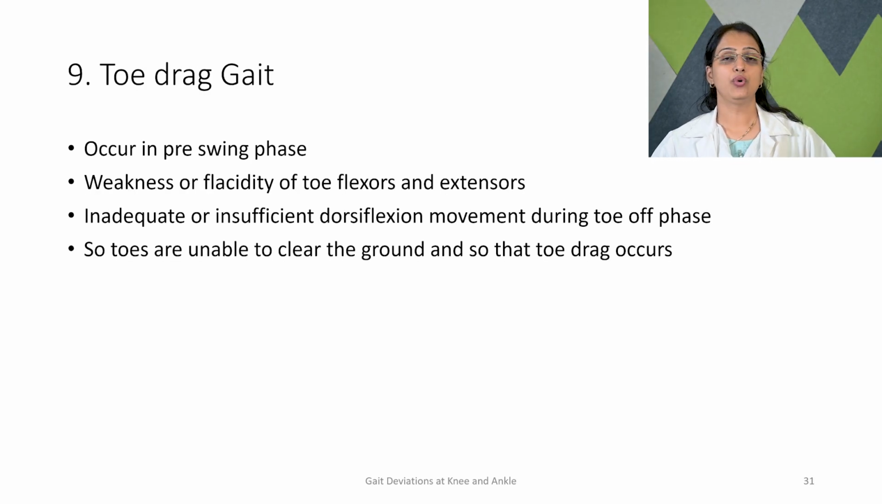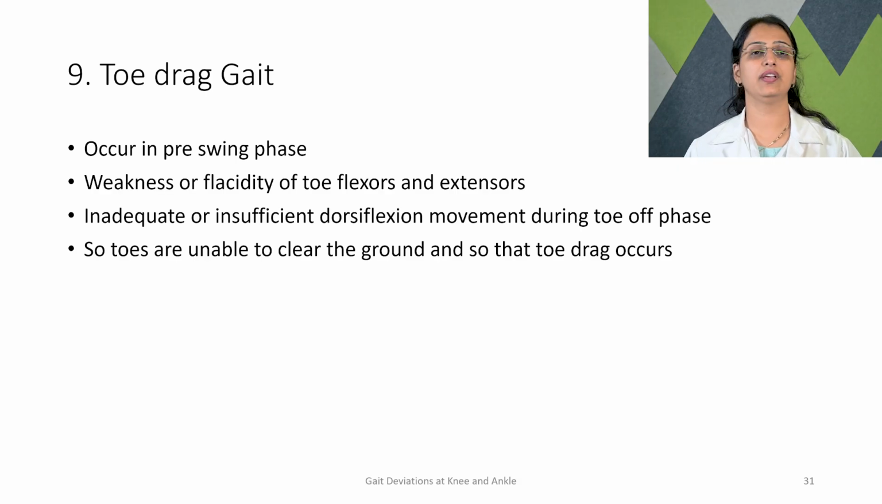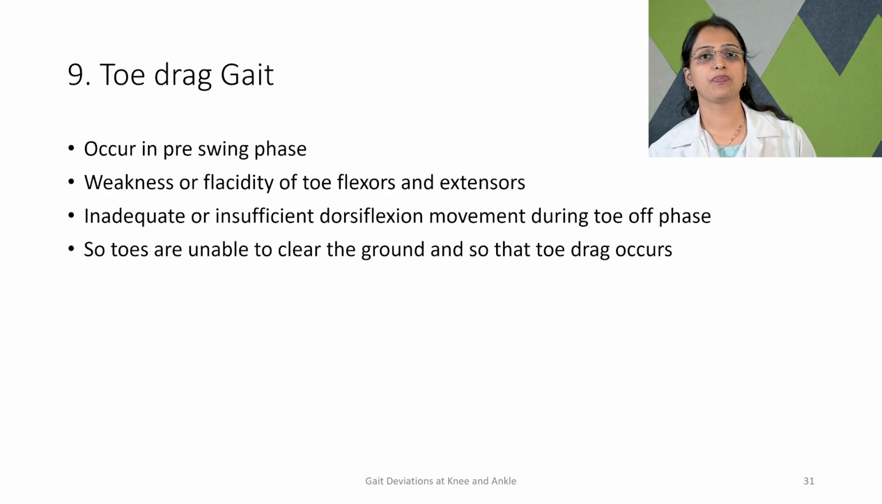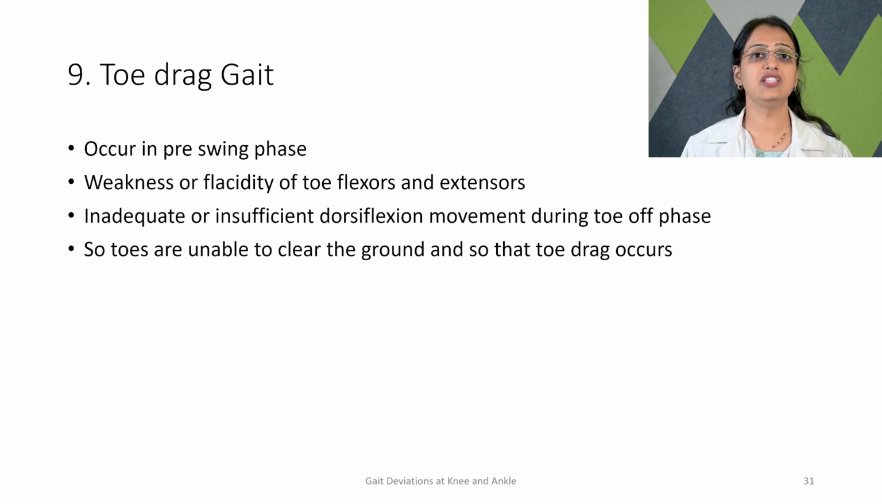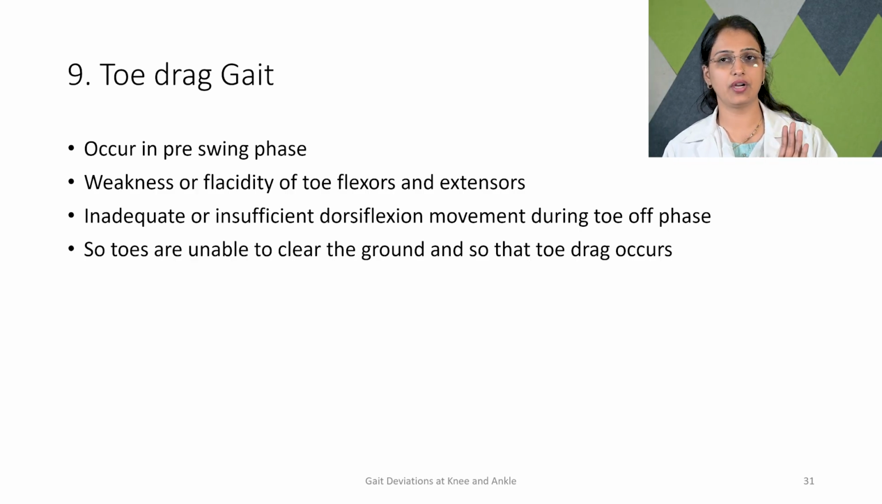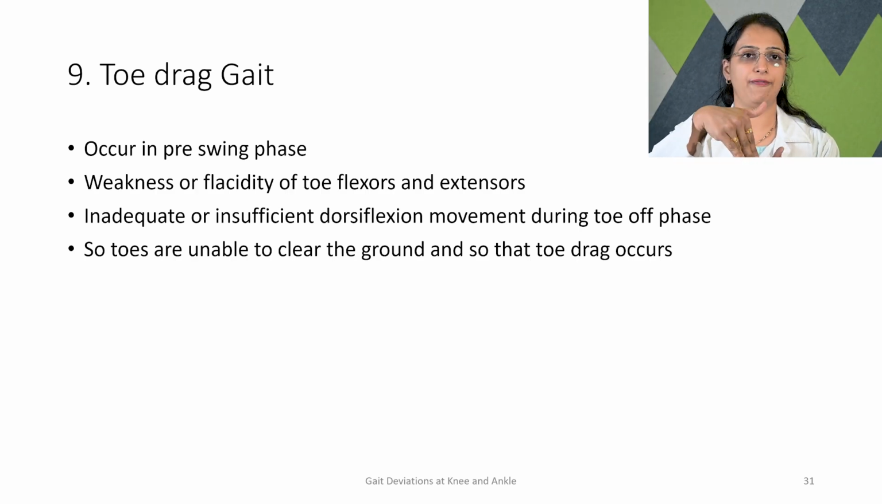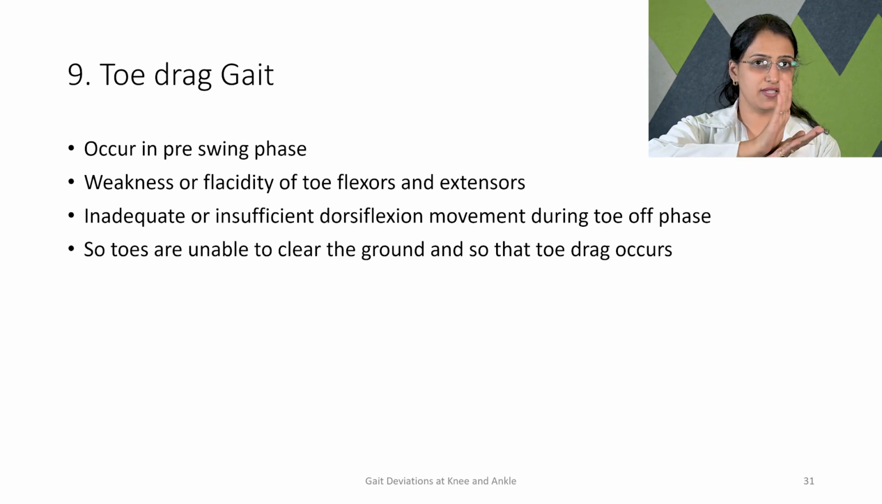Next one is the toe drag gait. It occurs in the pre-swing phase. It is due to the weakness or flaccidity of the toe flexors as well as the extensor group of muscles. So insufficient dorsiflexion movement occurs during the toe off phase. The patient is unable to perform dorsiflexion, so the toes are unable to clear the ground.